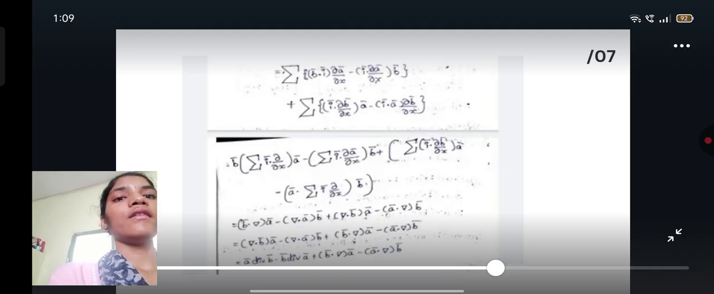Then write ∇ · B as divergence B. So we get A div B − B div A + (B·∇)A − (A·∇)B. Hence proved.